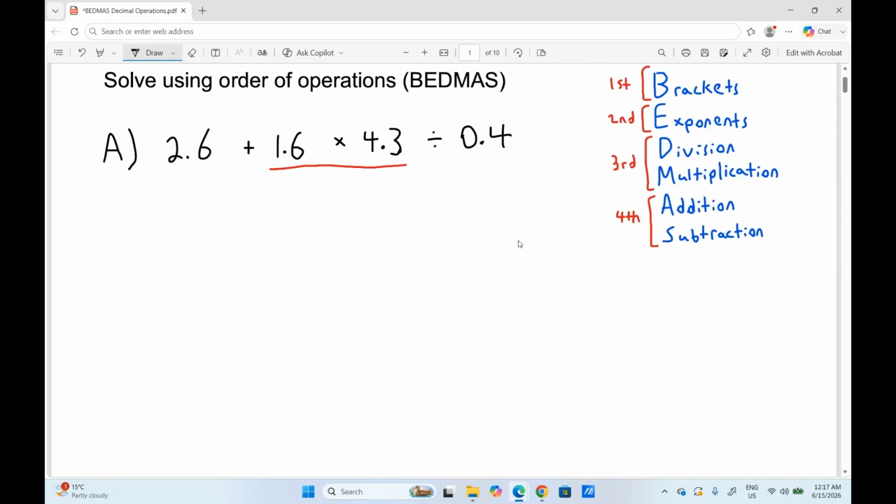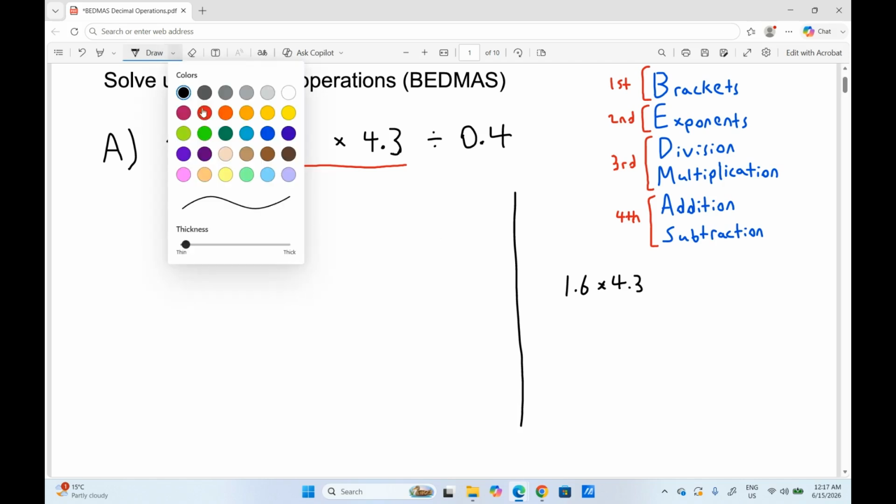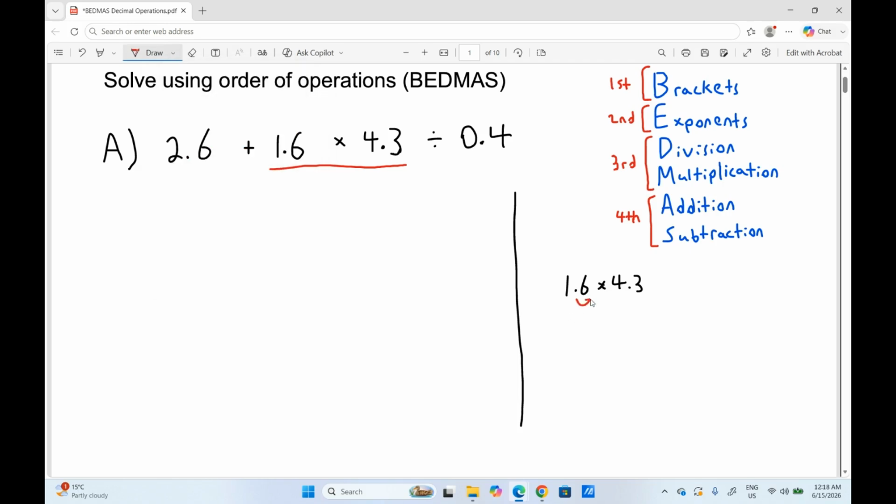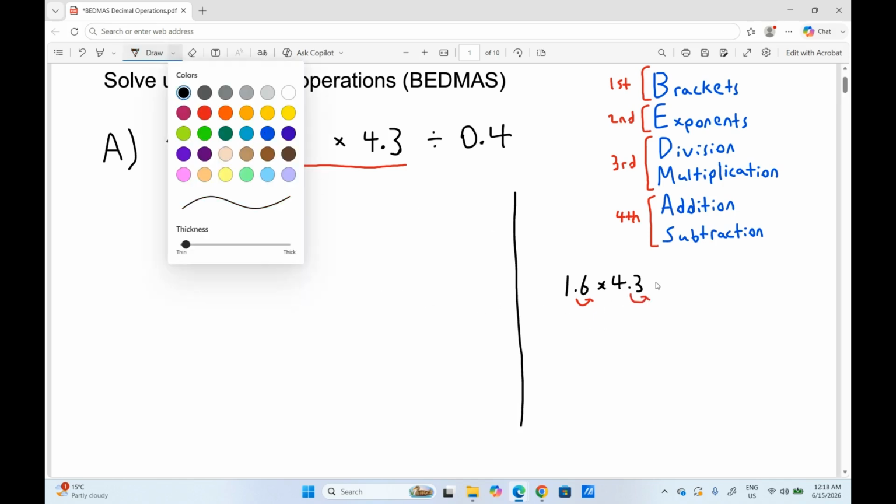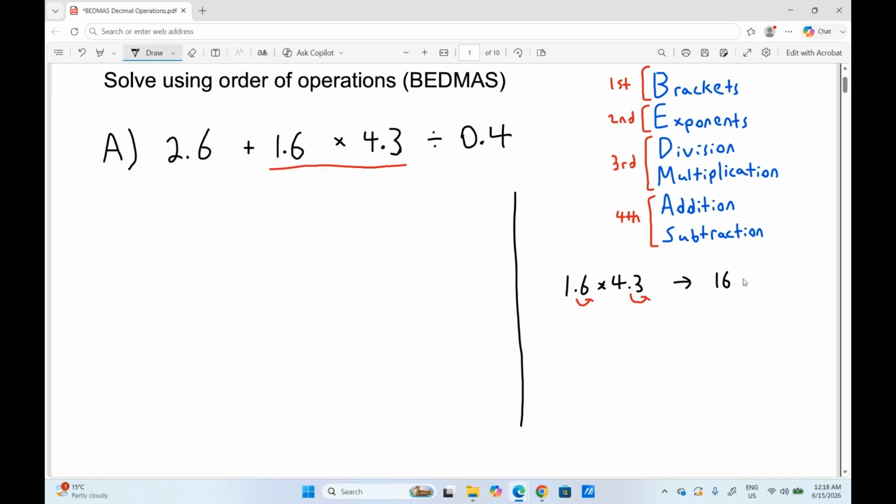Okay, so I'll just draw a little line here. I have 1.6 times 4.3. Recall the rules for this: if I multiply these, I'm going to move the decimal over until I get whole numbers. So in this case, I'm now going to get 16 times 43. Now I'm just going to compute that.